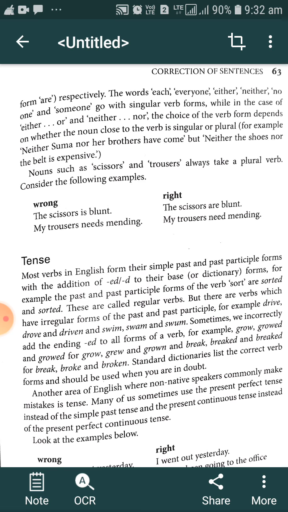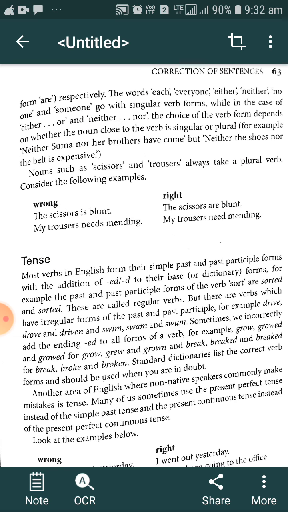While in the case of either or, neither nor, the choice of verb form depends on whether the noun close to the verb is singular or plural. In the previous section, if you find words such as each, everyone, either, neither, no one, someone, you must use the singular form of the verb. But in the case of either or, neither nor, that choice will totally depend on which noun is close to the verb.